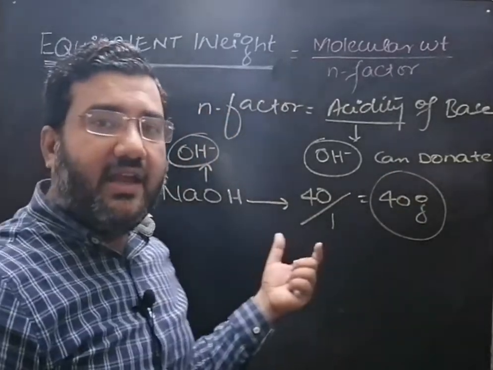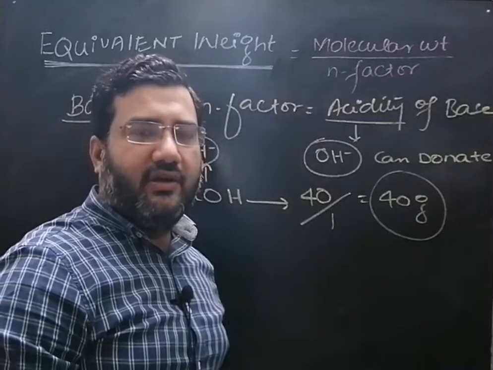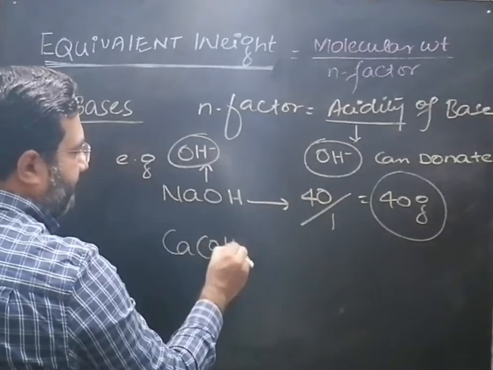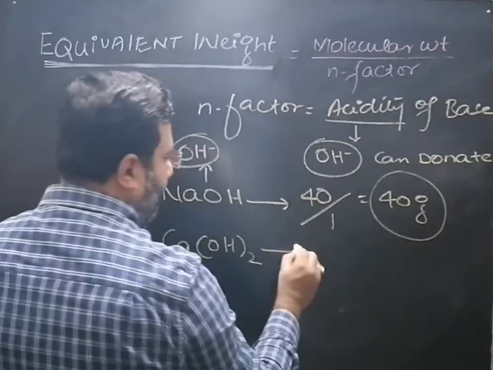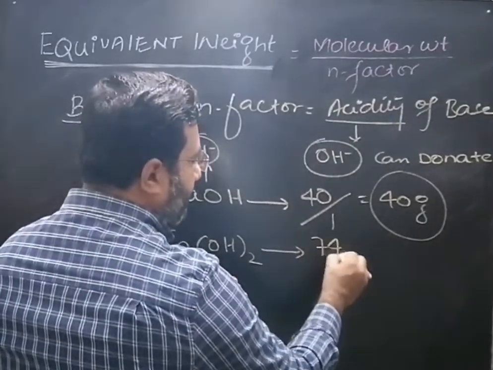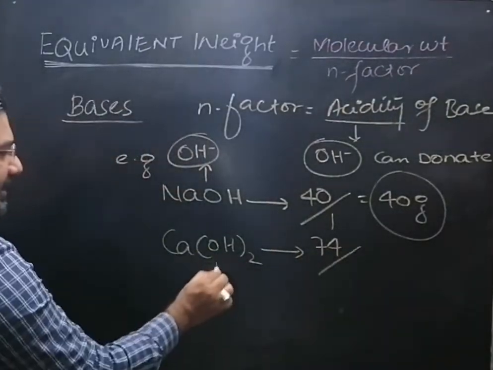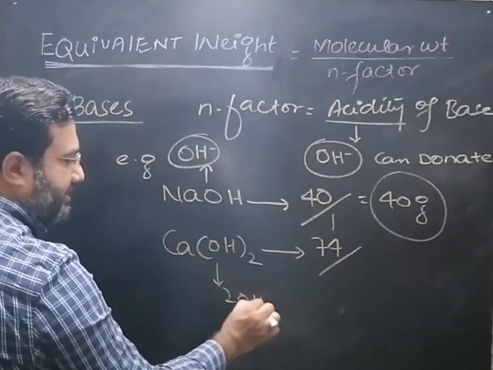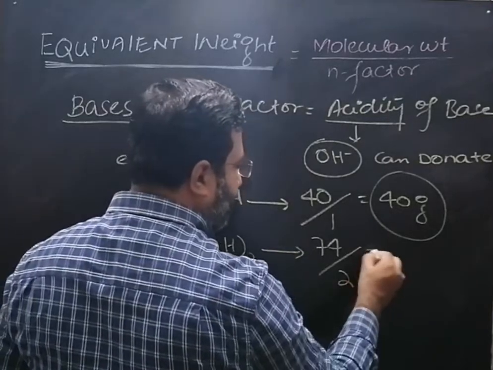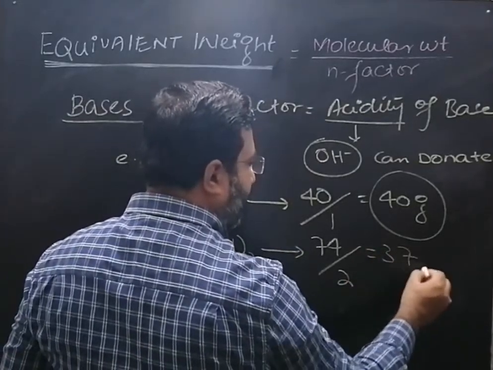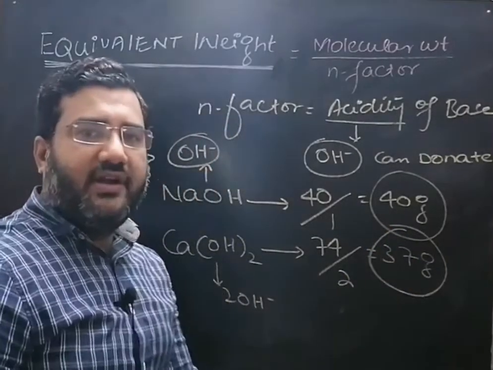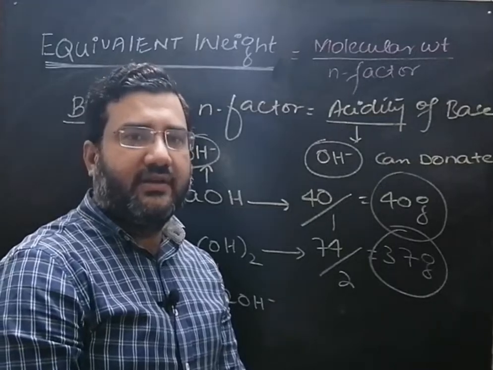In this case, again, the equivalent weight is equal to the molecular weight. But in case of calcium hydroxide, what is its molar mass? That is 74. And how many OH negative ions can it give? It can give 2 OH negative ions, so its acidity will be equal to 2. So you will divide 74 by 2. That will come out to be 37 grams. In case of calcium hydroxide, equivalent weight is actually half of its molecular weight.